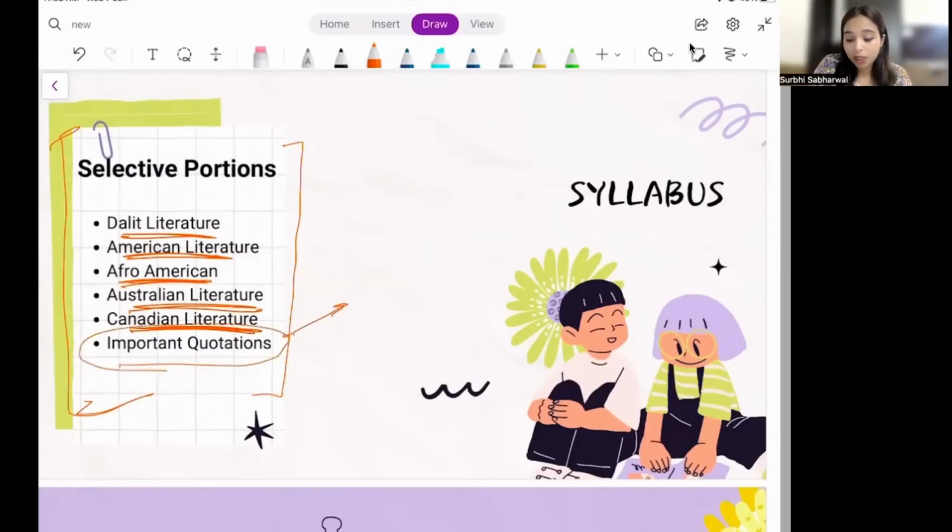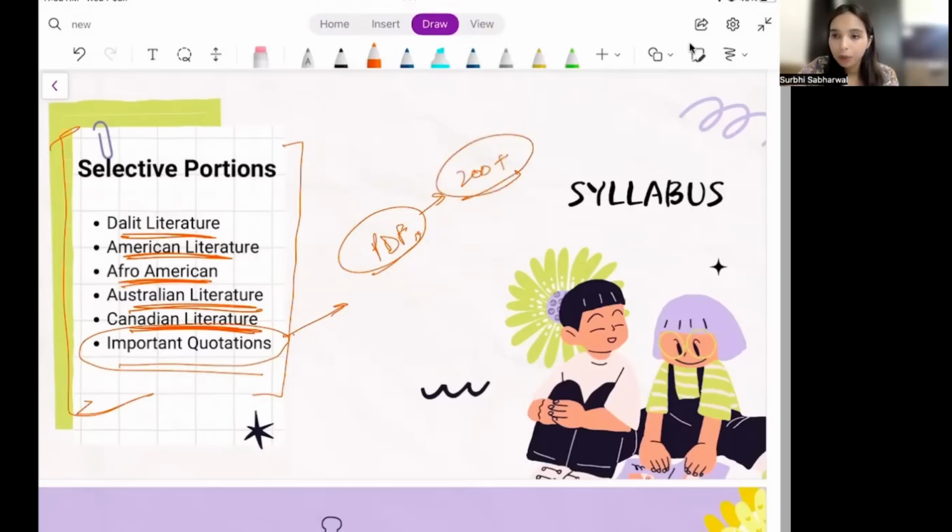As far as quotations are concerned, we would be sharing a separate PDF with you which would contain, say, 200 to 300 quotations that you could revise every day, so that if you get a direct question on who is the speaker of the following quotation, you can quickly remember. So again, a 200-plus quotation PDF would be shared with you.